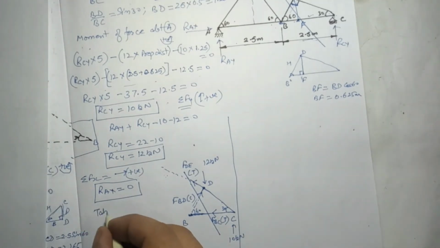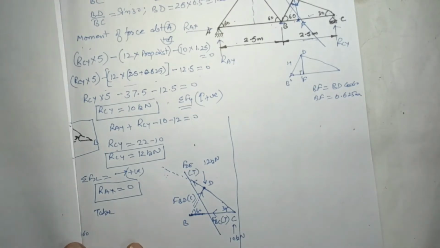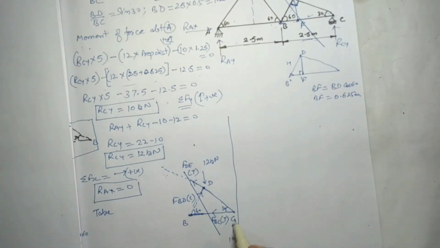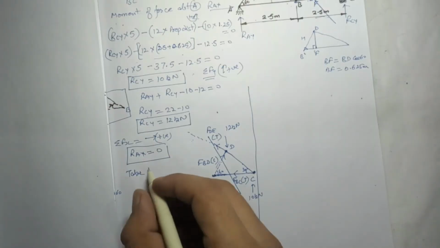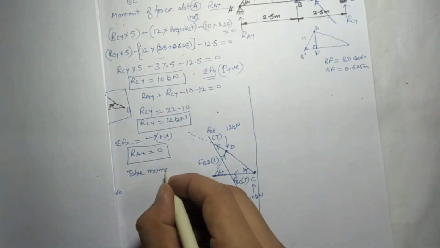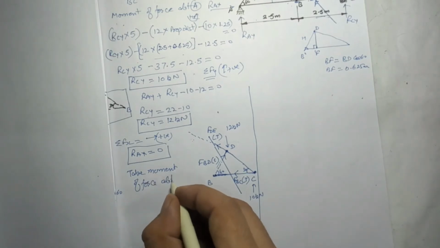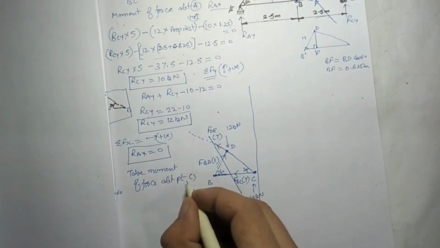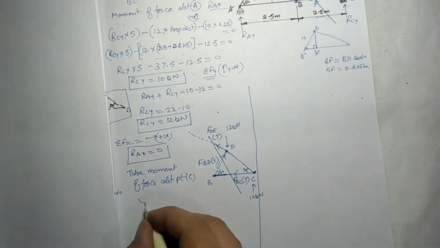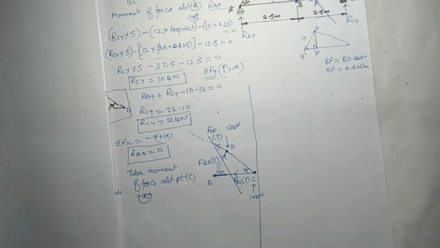So take the moment. Now we have to take the moment about a point. So if I take the moment about point C, FDE, that will become 0, or sorry, FBC, that will become 0, and we can directly find out FBD very easily. So we will see, take the moment of force about point C, and I am taking again the same notations and anti-clockwise positive.